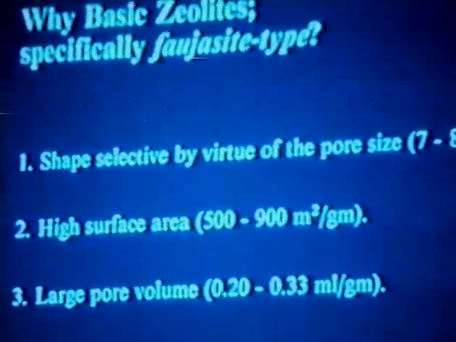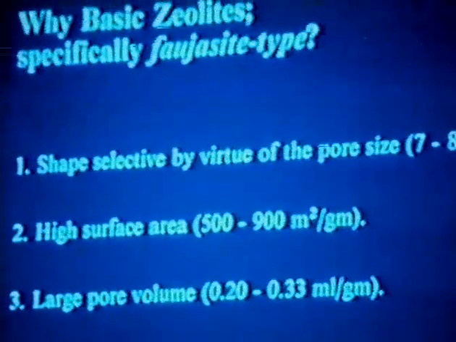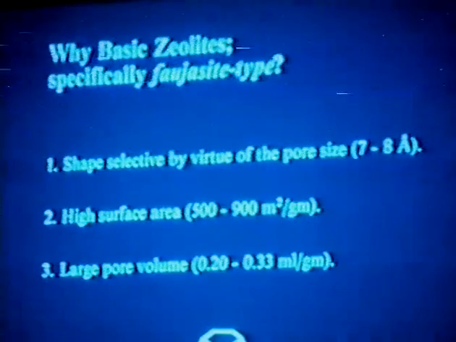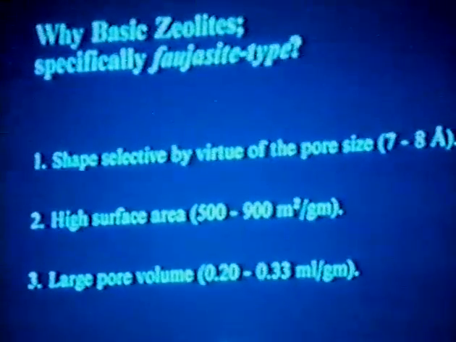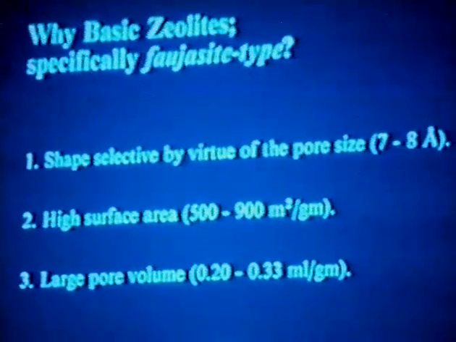So why basic zeolite, specifically the faujasite type? Well, we want shape selectivity. The faujasite structure is shown below. We want shape selectivity by virtue of the pore size, approximately 7 to 8 angstroms. It's a high surface area material, between 500 and 900 meters squared per gram, depending on the unit composition of the zeolite. And thirdly, it offers a large pore volume.